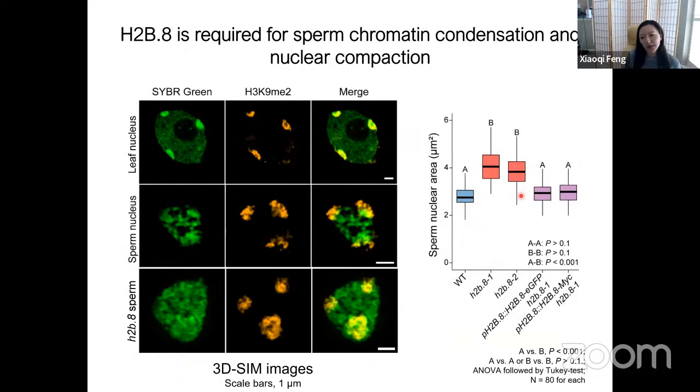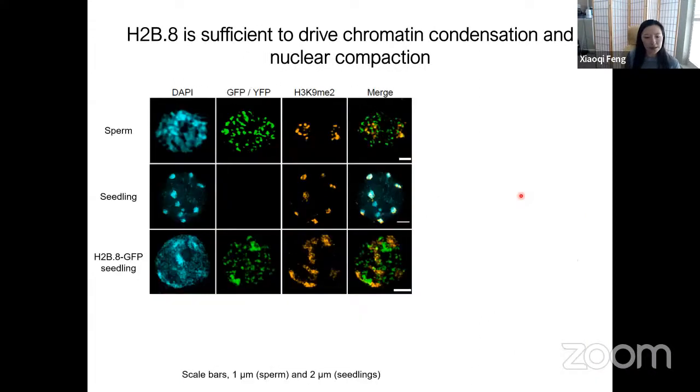So next, we wanted to see if H2B.8 is sufficient to drive chromatin and nuclear condensation. And to test this, we ectopically expressed H2B.8.